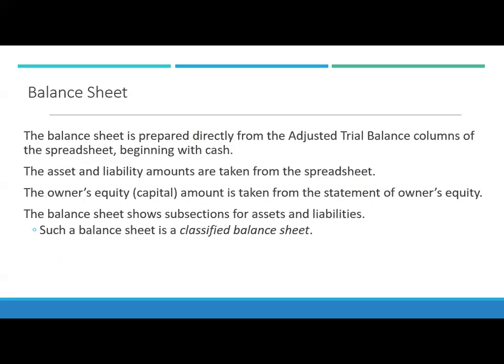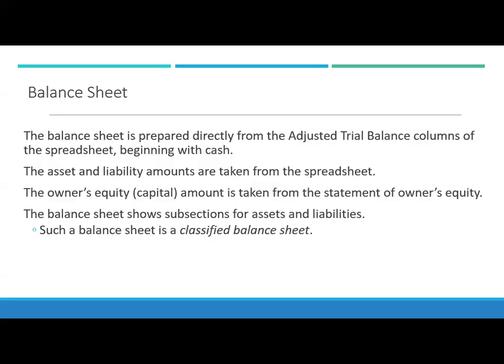And then the liability accounts are listed in the order in which they are due. So the liability accounts, such as accounts payable, are generally due first. They're due within 30 days. Sometimes it can be due within 90 days. But those will be listed first, and then long-term debts will be listed further down.